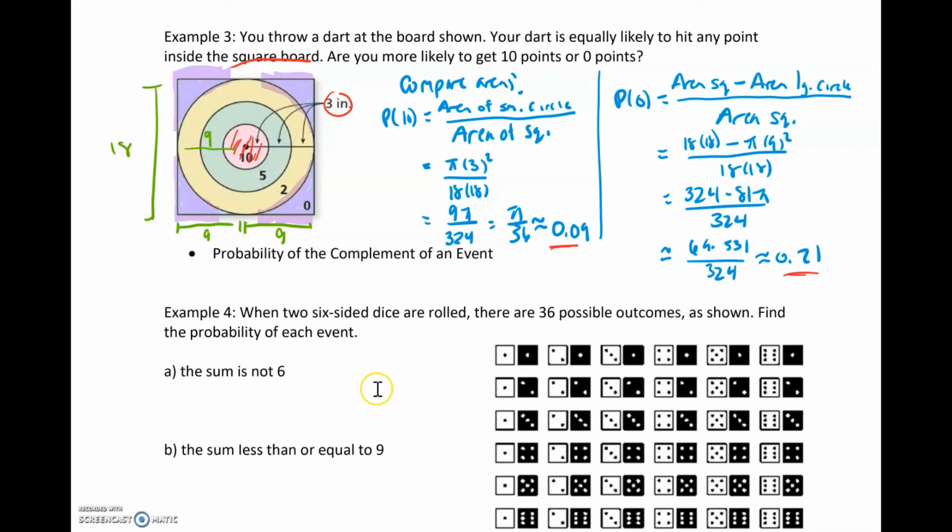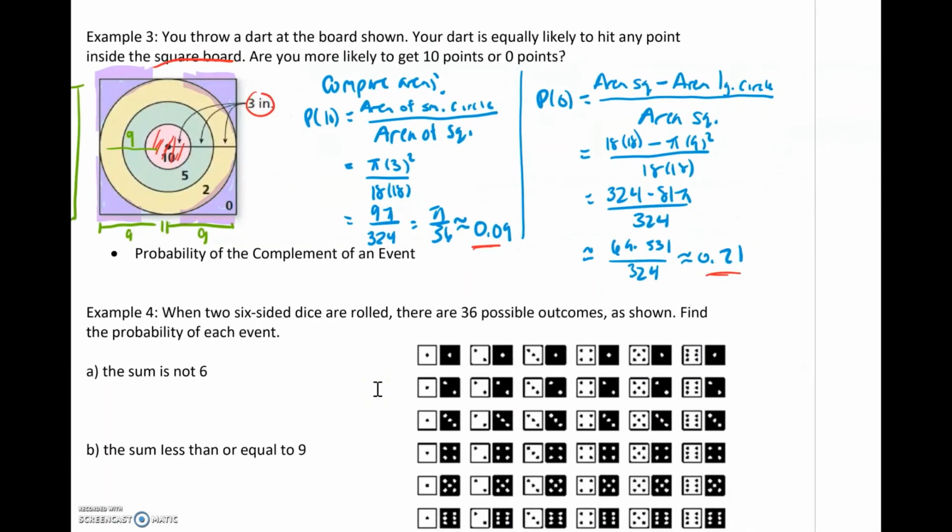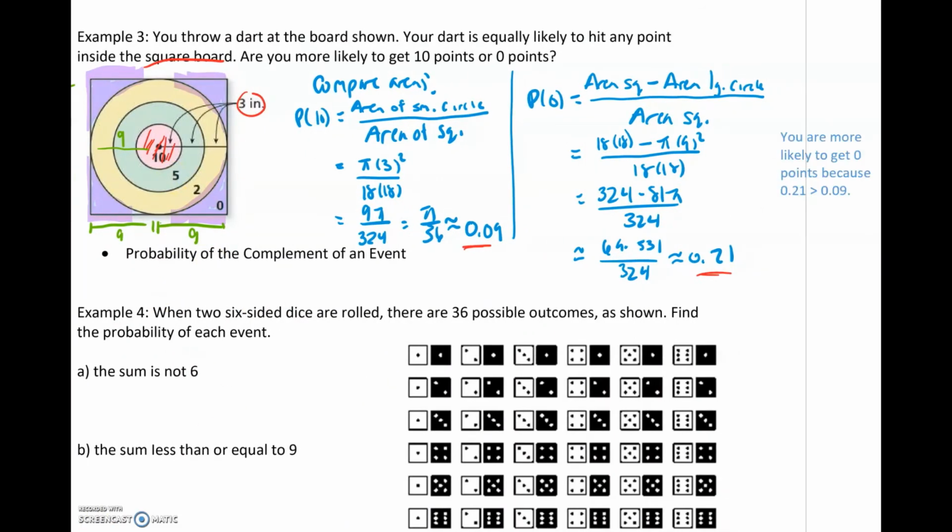So I'm going to, let me just scoot this over and then I will write down my answer, because our answer here should be a sentence explaining the answer. So you are more likely to get 0 points because 0.21, that probability, is higher than the 0.09. So there's my answer right there. Okay.